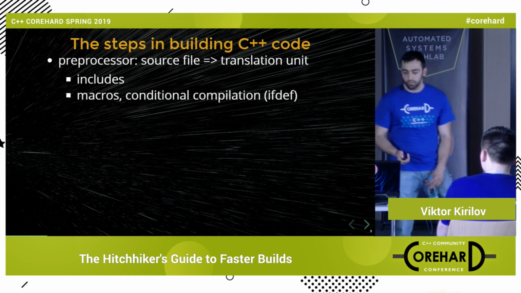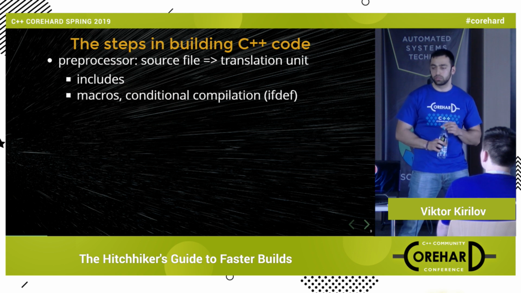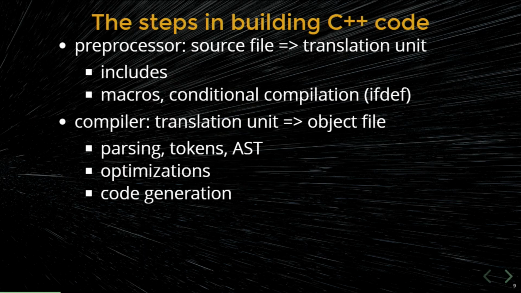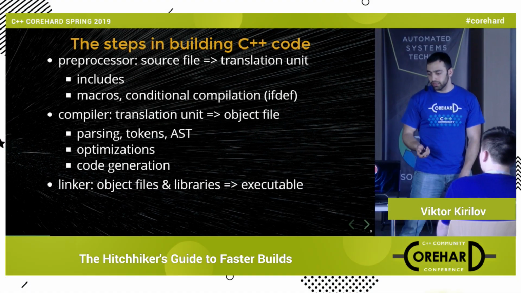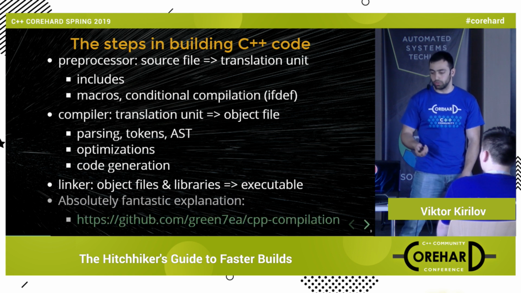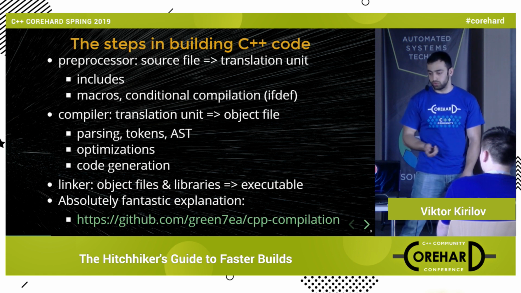How do we build C++? First, there's the preprocessor, which takes a source file and turns it into a translation unit. That means all the includes get crammed in, all the macros are expanded, and conditional compilation is done. After that comes the compiler, which takes the translation unit and turns it into an object file. That's comprised of parsing, optimization, and code generation. And then comes the linker, which stitches together a bunch of object files and libraries into an executable. There's a really good explanation on that link. Again, these slides will be available later because they will be full of links, which you have to check out later.